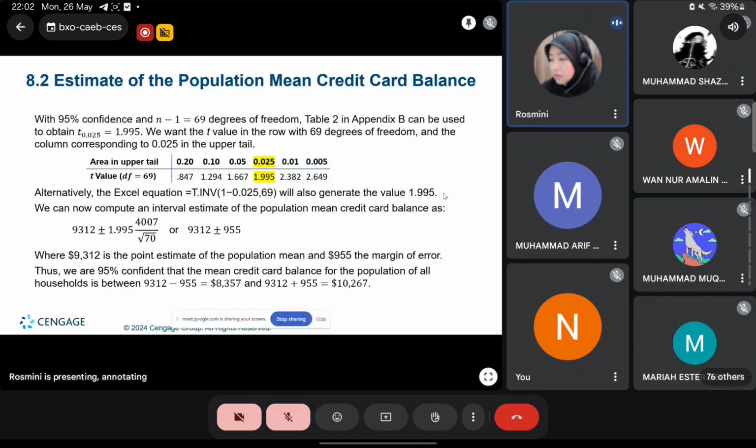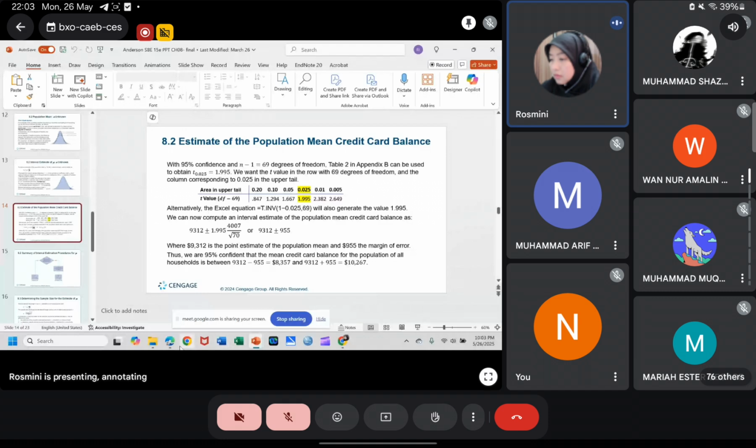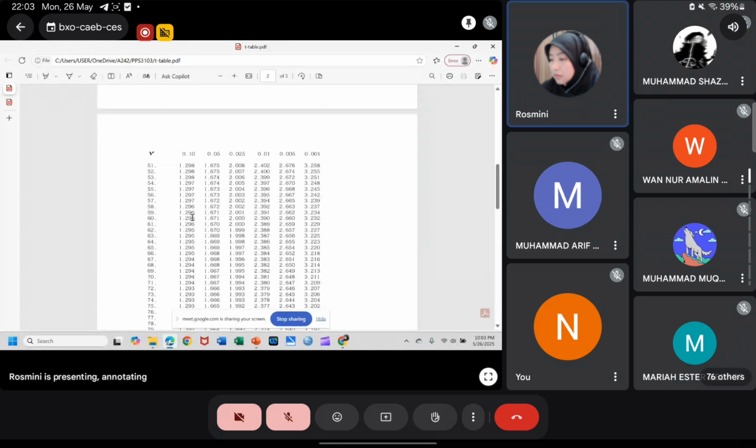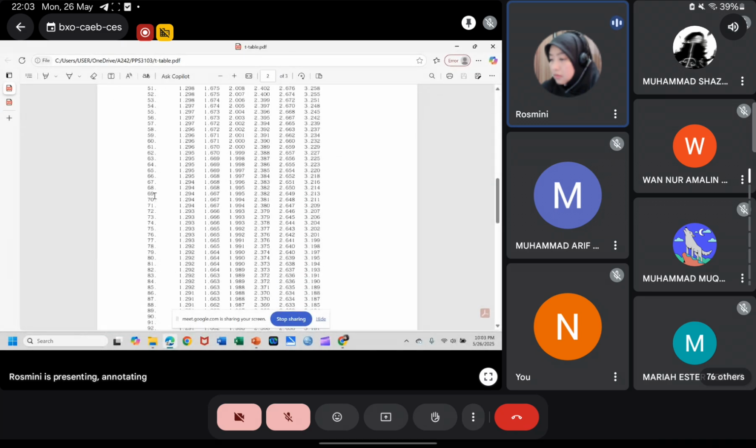So you will go for degrees of freedom, which is 69, and try to find 0.025. Okay, I have found this one here. The thing is, if you try to find the T score in the T table, sometimes you don't have all of these. You might not have 69 here. What you have is 60, 65, 70. But 70 is already close to 69. So you see that the number is the same.